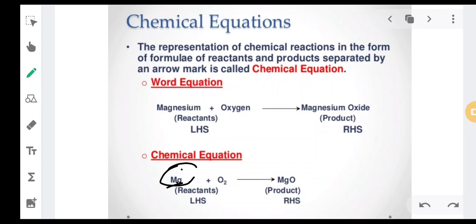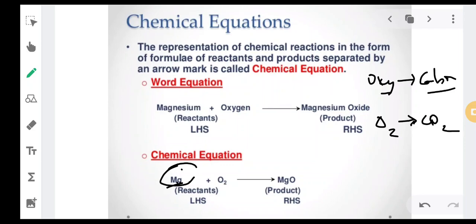An example is given. Suppose you are breathing in oxygen and you are giving out carbon dioxide. Instead of writing these big words, they use the symbol, and along with that symbol you can write the names of those compounds. Whatever compound is formed, you can write its symbol. Like for oxygen the symbol is O, for carbon the symbol is C, and carbon dioxide means carbon and oxygen combined, so CO2.